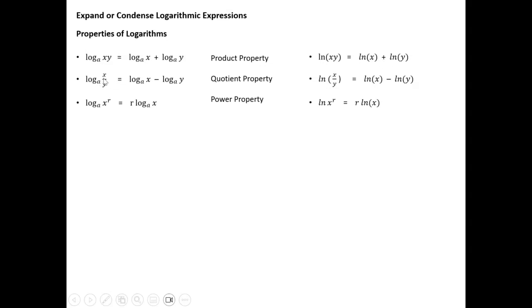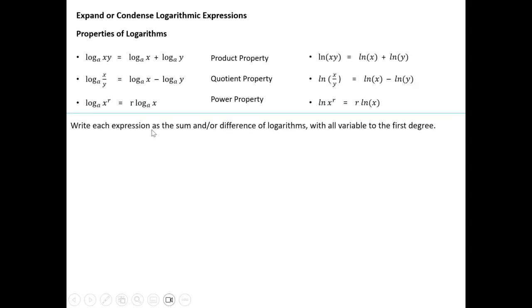And number 2 here, guys, is called the quotient property. If you have the quotient, the division, it's going to be subtraction here. It's going to be log of base a of x minus log of base a of y. And the same thing with a natural log. The last one is called the power rule. If you notice, the exponent goes to the front. This is called a single log, and the right is called expanded. So we're going to be going back and forth.